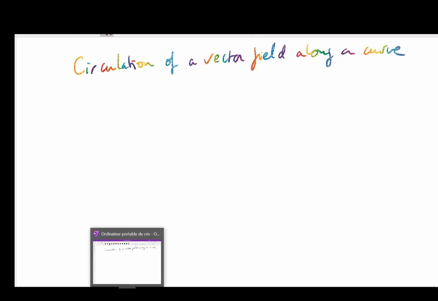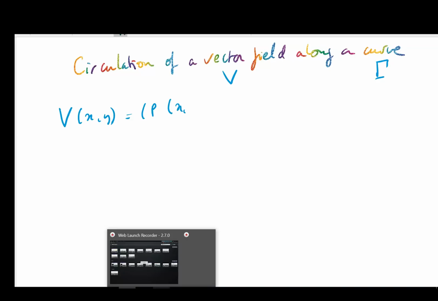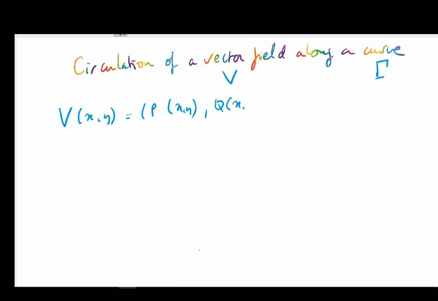Okay, so in order to do this, I need two things. Obviously, I'm going to need a vector field, let's call that V, and I need a curve. Let's call this, usual notation, gamma. Okay, let's be a bit more precise. Let's say that V is a vector field in 2 dimensions. So V depends on x and y, and itself it has 2 components. Usual notations are P, a P component that depends on x, y, and a Q component that depends on x, y also. Okay, so that's my vector field.